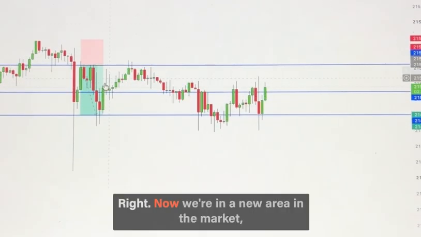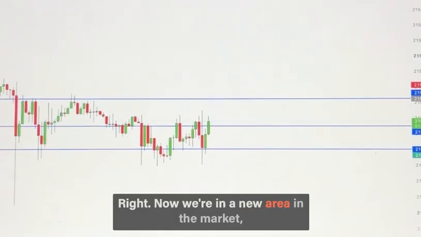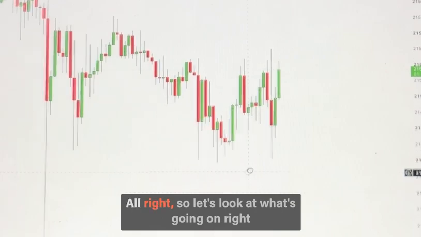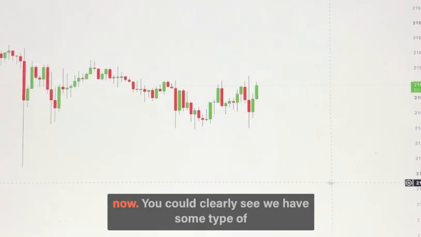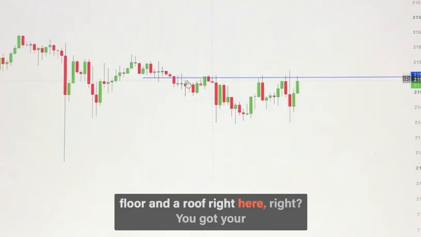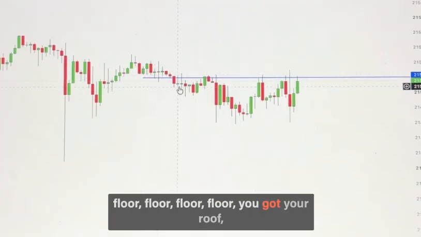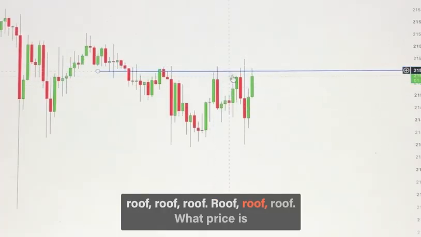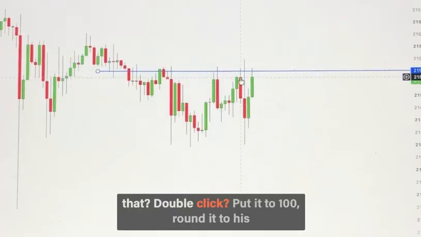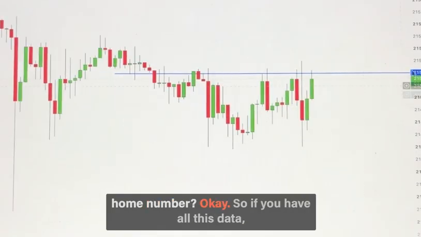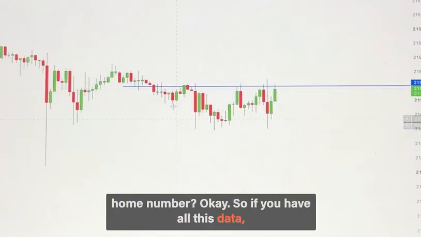All right, now we're in a new area in the market, right? This is all the market's been doing for today. All right, so let's look at what's going on right now. You can clearly see we have some type of floor and a roof right here, right? You got your floor. You got your roof. What price is that? Double click, put it to 100, round it to the nearest whole number. Okay. So if you have all this data, you know this is your floor.